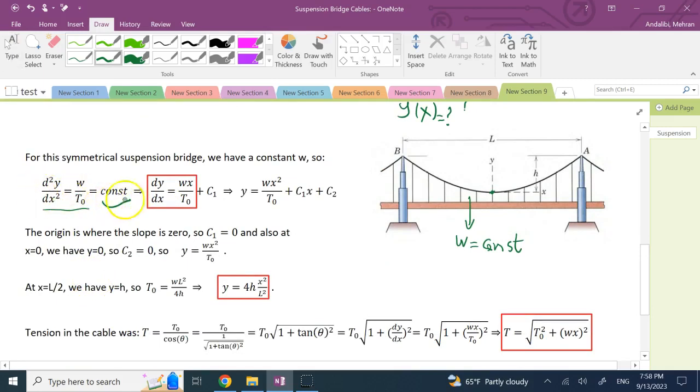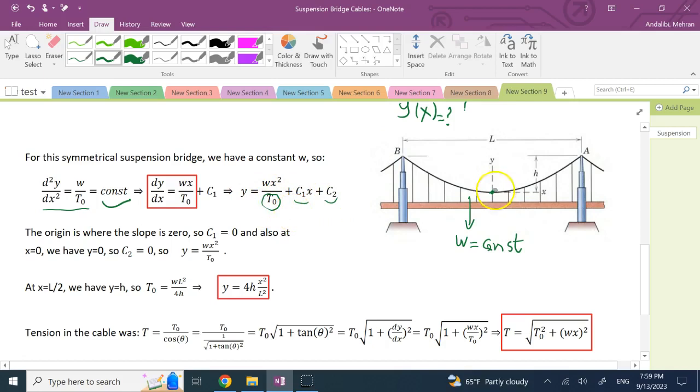So now I integrate both sides. So the first derivative of y with respect to x, which is the slope, is going to be wx over T naught plus a constant. You integrate it one more time, your y is going to be a quadratic function of x, right? Now here, not only do we have to find these two constants c1 and c2, remember I also need to find T naught. So in this y versus x equation, there are three unknowns to be found.